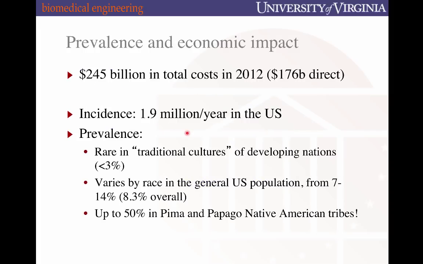So, prevalence and economic impact. This is a very common disease. I'm sure you've all heard of it before. These stats are a little old, but you get the rough order of magnitude impact here. It's interesting just to note that this is known as a disease of developed nations. Can anyone guess why?